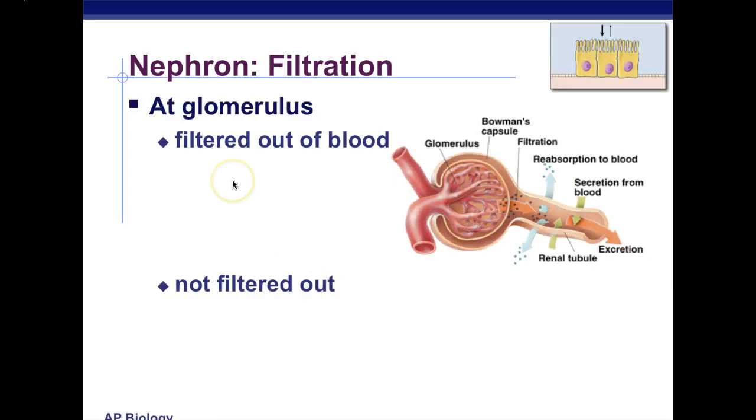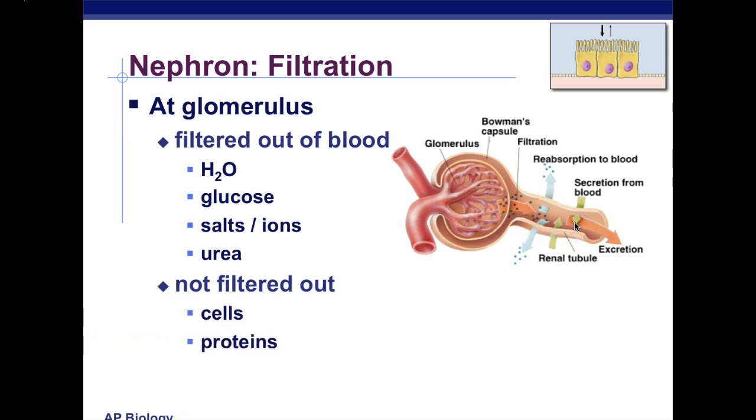So what happens at each part? So the glomerulus, we filter out water, glucose, salt ions, and urea from the blood, and this is done due to a pressure gradient. So pressure is actually pushing these materials out of the blood, and it forms a material called filtrate. Filtrate meaning the materials filtered out of the blood. And it's the filtrate that's actually going to move its way through the nephron. What's not filtered out are going to be cells and proteins because they're far too large to make it across the capillary membrane.